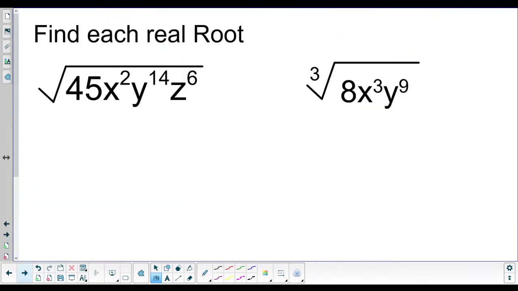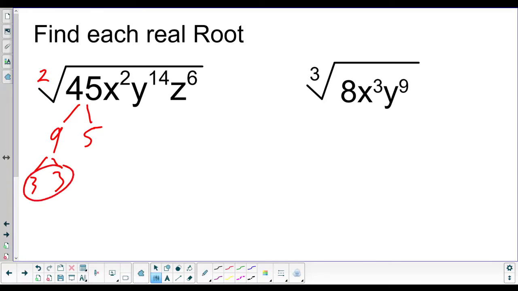All right, let's look at these. These ones are a little bit more complicated. So what we're going to do is we're going to first fill in our index. It's the invisible 2. We're going to factor the number and then divide the exponents on the variables. So for 45, we have 9 and 5. 9 is 3 and 3. And then 3, 3, and 5 are all prime numbers.